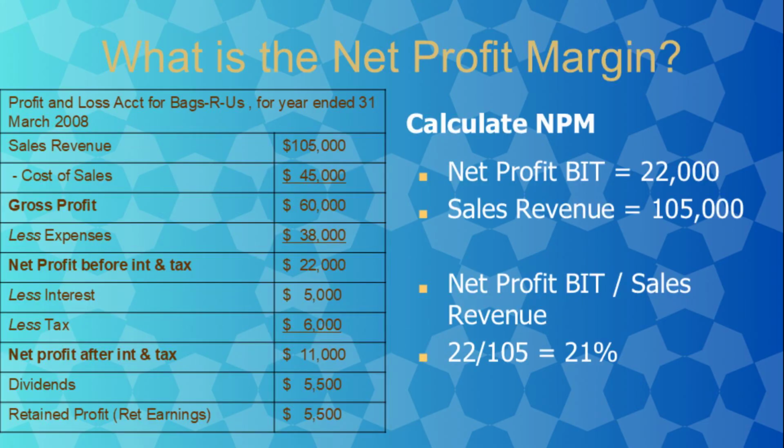Let's calculate the net profit margin for Bags R Us. With a net profit before interest and tax of $22,000 and sales revenue of $105,000, the margin is 21%. This example shows how to determine the net profitability of sales.